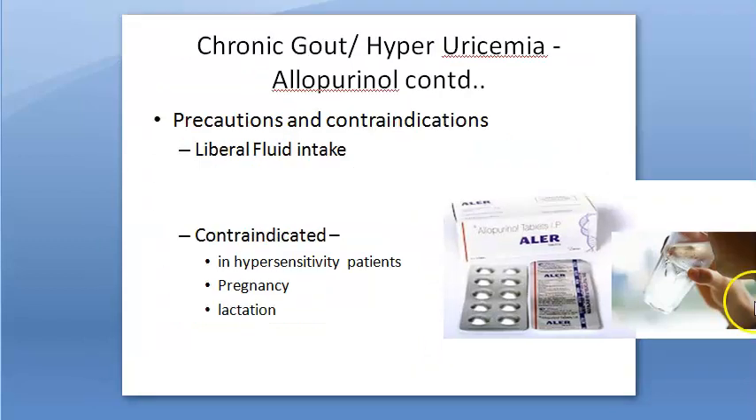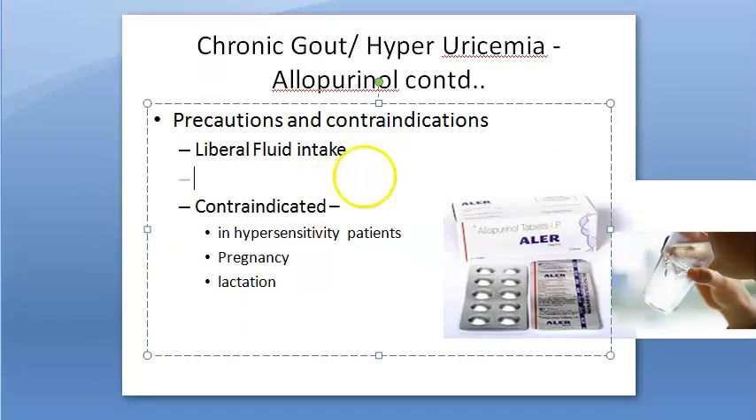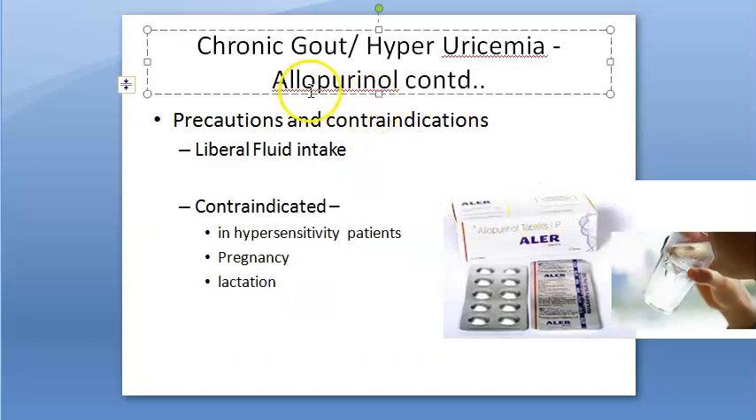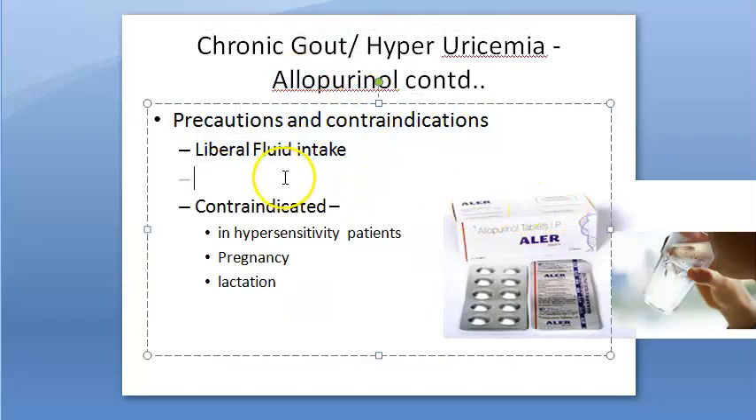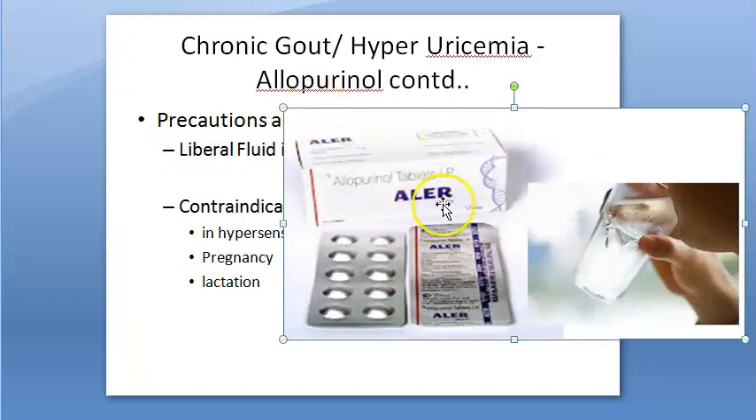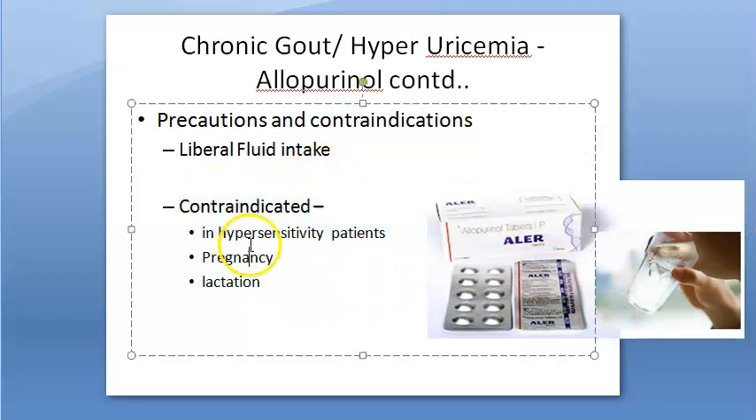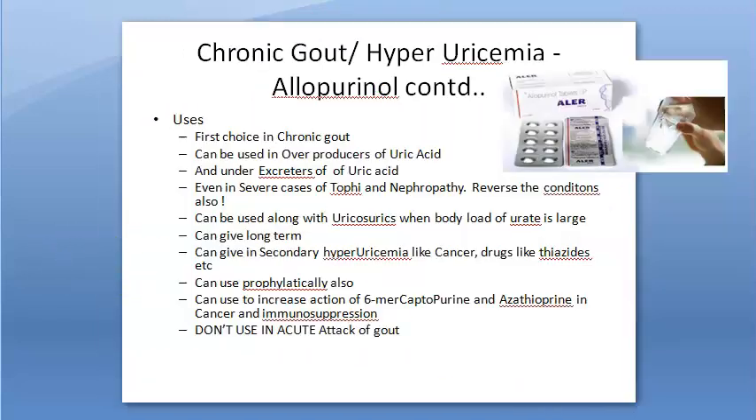Okay. Then what are the precautions and contraindications you should make note of when you are giving allopurinol? Precautions is whenever you are giving allopurinol, you should tell that person to take a lot of water, right? Even like probenecid, they should take a lot of water, even in allopurinol. Contraindicated in hypersensitivity patients, just now we told you allopurinol hypersensitivity, don't give again. Pregnancy and lactation, don't give. Standard things. Okay.